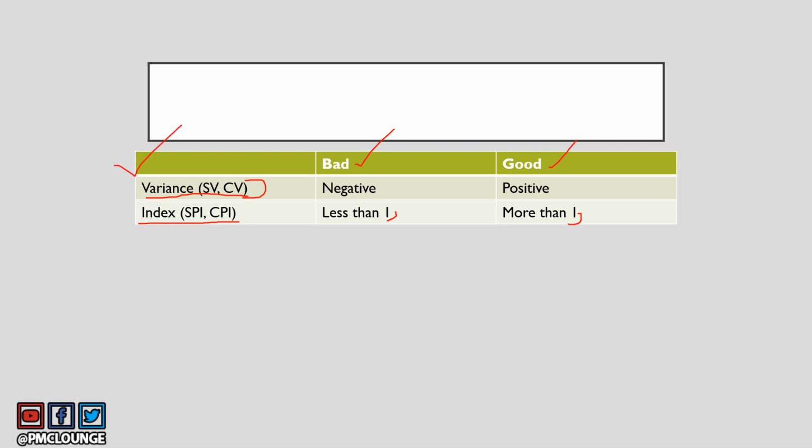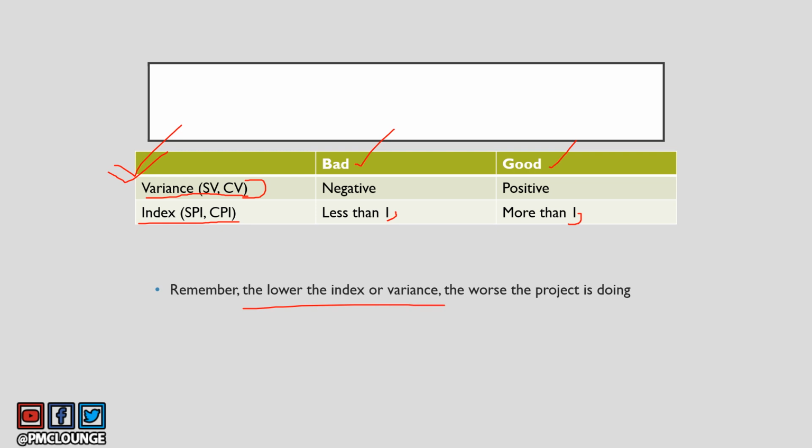This table is going to be very helpful in terms of drawing conclusions on the questions that you will receive on your PMP exam. One other thing that you can remember is that the lower the index or variance, the worse the project is doing. So if you are getting lower values, specifically less than 1, well, the project is not doing good. When it comes to indexes, if you're going minus, if you're going negative in your variances, the project is not going good. But if you are above 1 in indexes and positive on variances, then your project is doing good. As simple as that. This is a handy tip to remember.